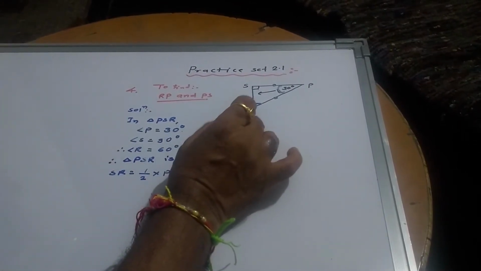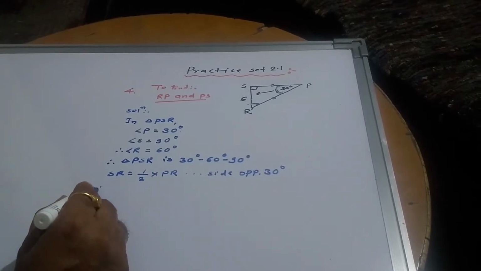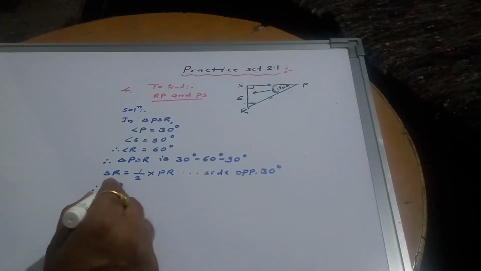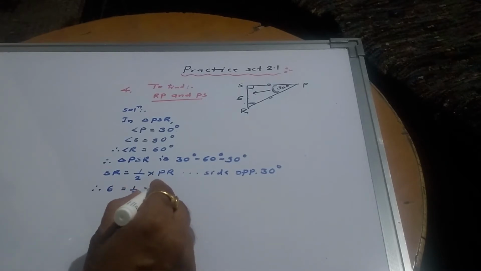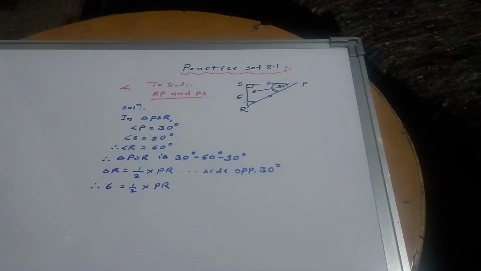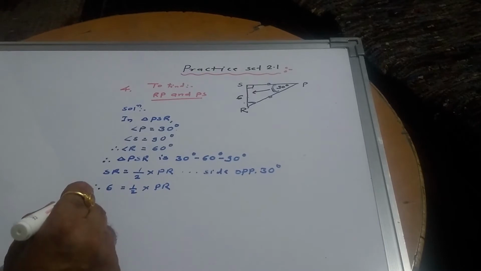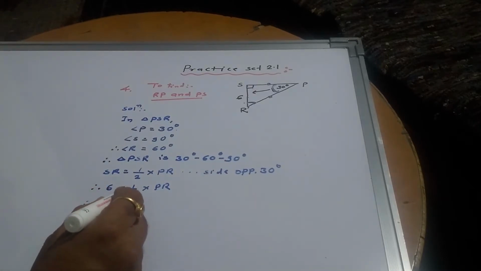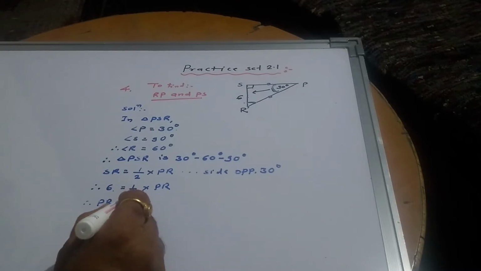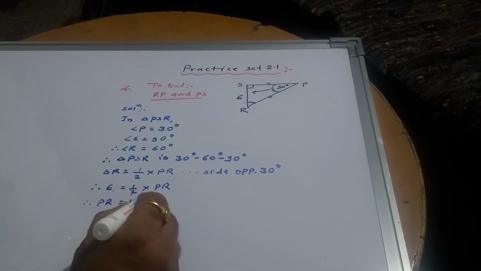Now SR is given to be 6. Therefore 6 is equal to 1/2 into PR. Therefore PR is equal to 6 into 2, that is a 12 unit.